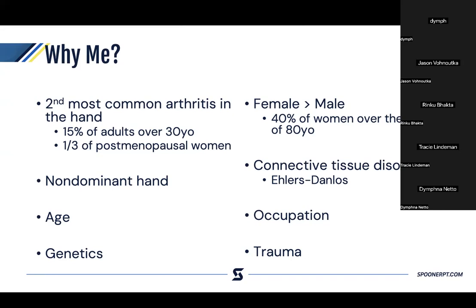Trauma. So anytime anyone has a fracture involving any joint, but certainly in the thumb, that increases their risk for developing what we call post-traumatic arthritis. But it is the second most common arthritis in the hand. The most common is the DIP joints, which is the distal joints in the fingertips.